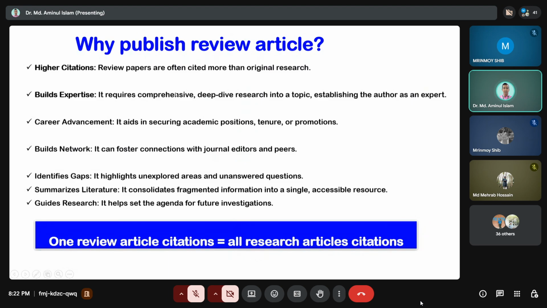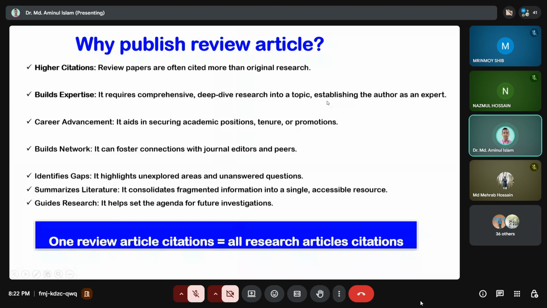Then I discussed this issue with my supervisor, that I have found a review article which got huge citations compared to research articles, and that's why I also want to write review articles. Then I planned to write 3 review articles and discussed this with my supervisor. My supervisor told me, yes, you can go ahead. Then I wrote 3 review articles and published them within my PhD studies.